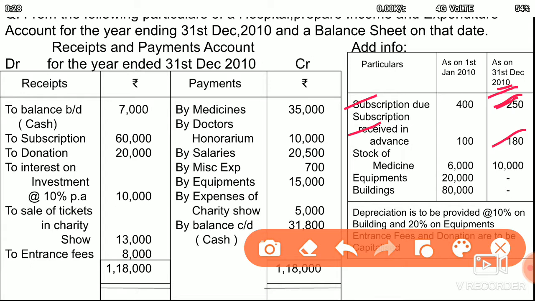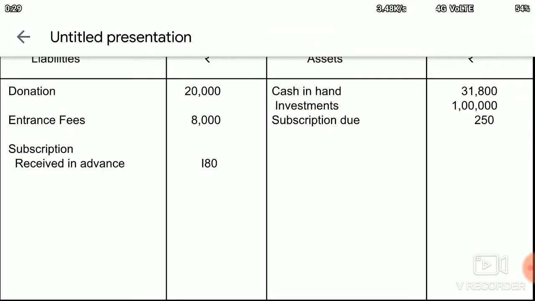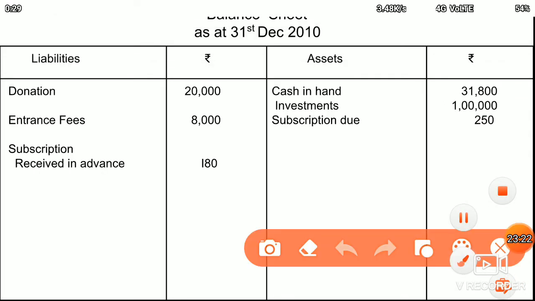The others require adjustment, so we will take that later. First of all, let us take the subscription. So we will take subscription outstanding and subscription received in advance. Subscription due in the current year is 250. If in the question there is any due of other years also, that also will come here, but in this question we don't have any dues of other years. The total amount is for the current year.